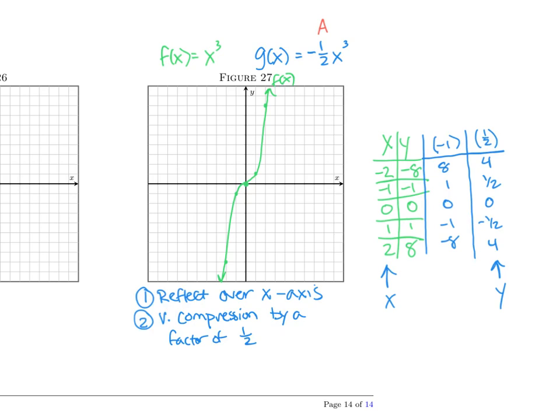So we're still going to have that point 0, 0. I have the point -2, 4. Let's see, -1, 1/2. We've got 1, -1/2, and 2. Oops, I dropped a negative. That should be a negative down there. 2, -4. There we are.